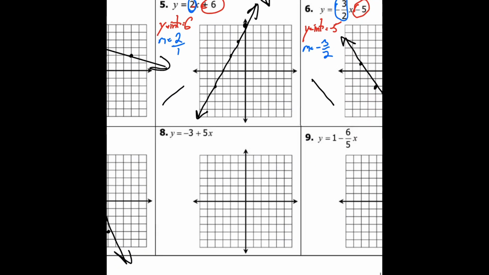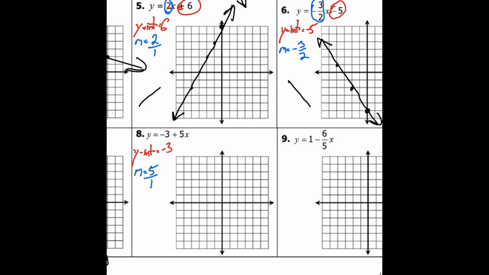On these next two, our number comes first and our x term comes second. Our slope is still the number that's attached to the x. So our m on number 8, our slope is 5. And if it's just a number, we put it over 1. Our y-intercept is still just going to be the number that doesn't have a variable attached to it. So our y-intercept is going to be -3.